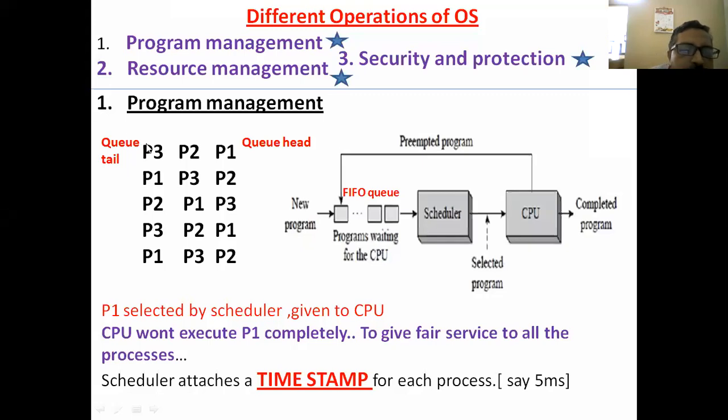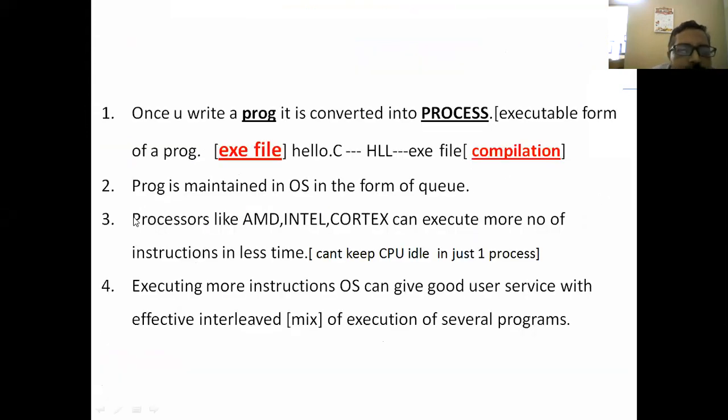But here it is. Again, for the second iteration, after execution of P1, now P2 will be coming at the head of the queue, and after execution of P1, this P1 is placed at the tail end. After execution of P2, the next turn to be executed is for the process P3, and so on.